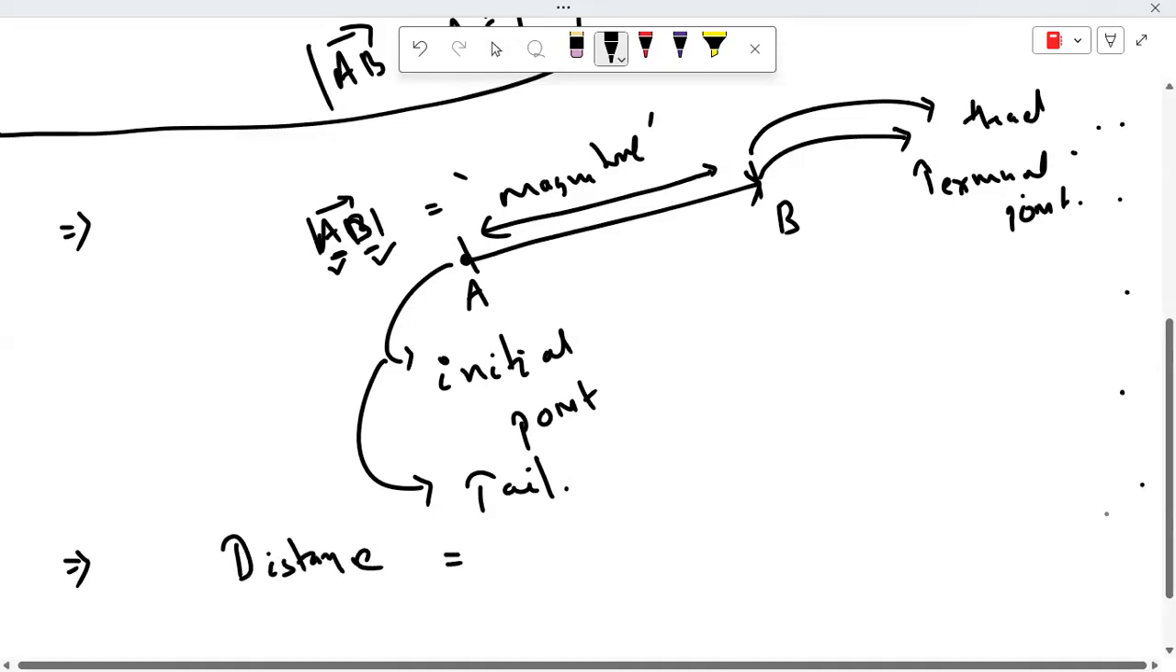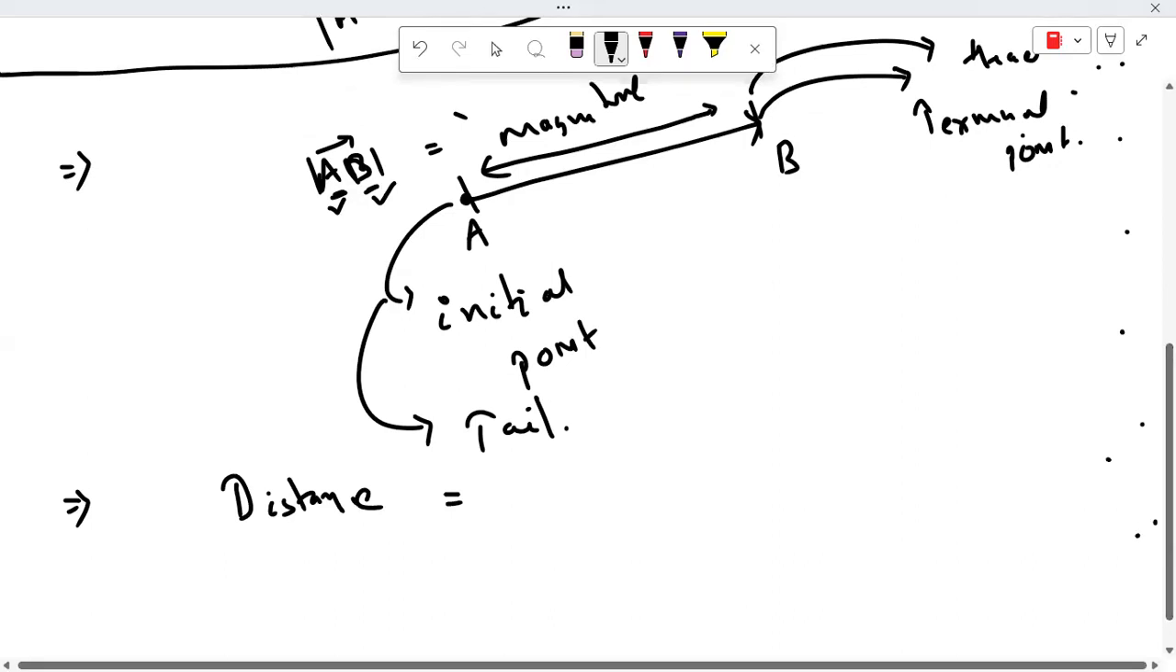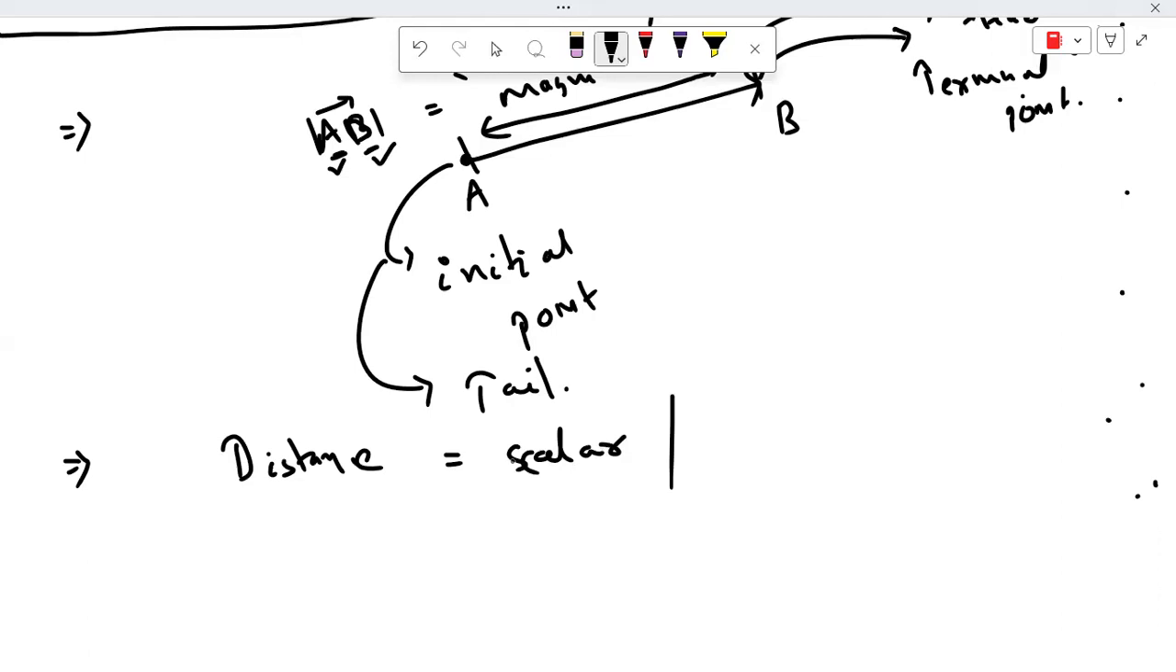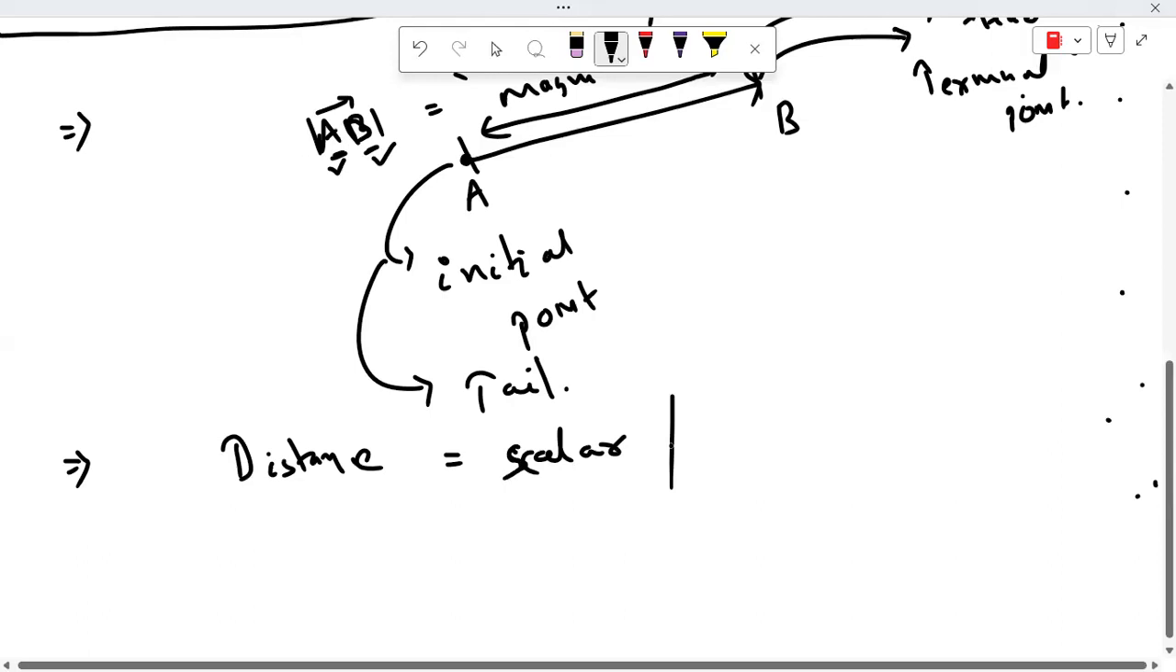Distance is a scalar or a vector? Scalar. What is the vector form of distance? Displacement.